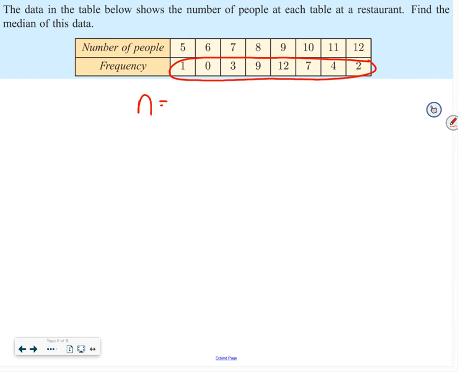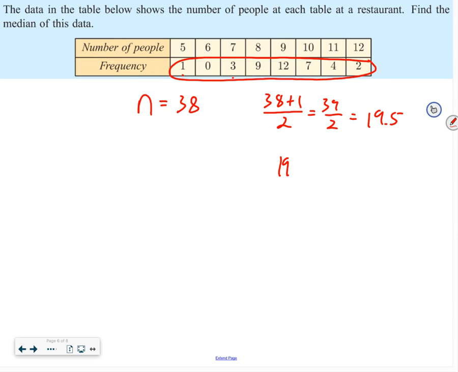So for n, we have 1, 3, 9, 12, 7, 4, and 2. So we can see that there are 38 tables at this restaurant. Because it's even, if I do 38 plus 1 divided by 2, that's equal to 39 divided by 2, which is equal to 19.5.